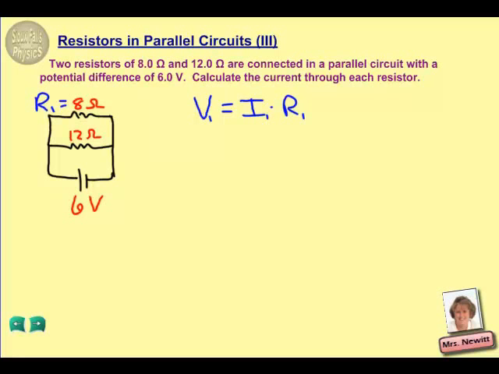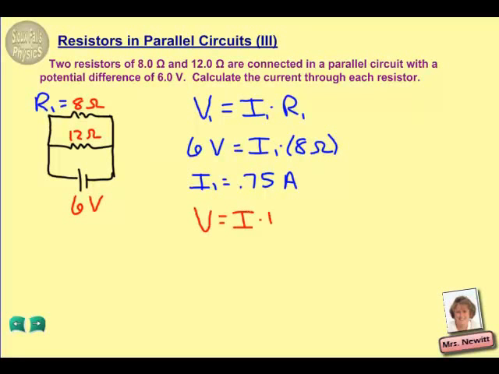Notice then that voltage 1 would be the same as the total voltage of the battery. So even though we would say that our 6 volts is the total for the circuit, resistor 1 gets to take advantage of that full 6 volts, so we can simply plug that in as the voltage for the first resistor. Plugging in 8 ohms, we will find then that our current through the 8 ohm resistor is 0.75 amps.